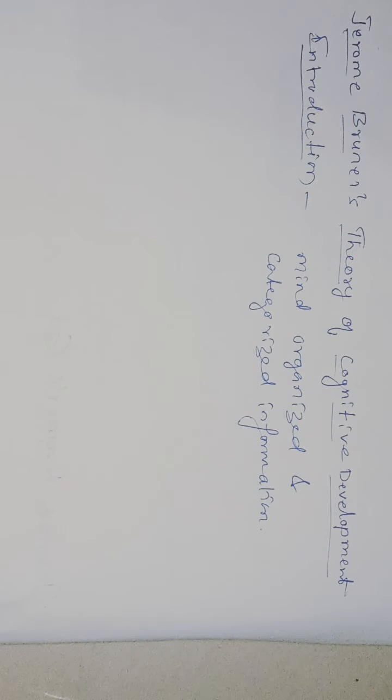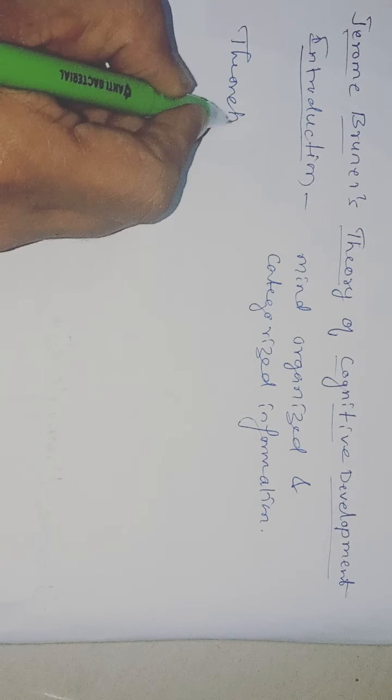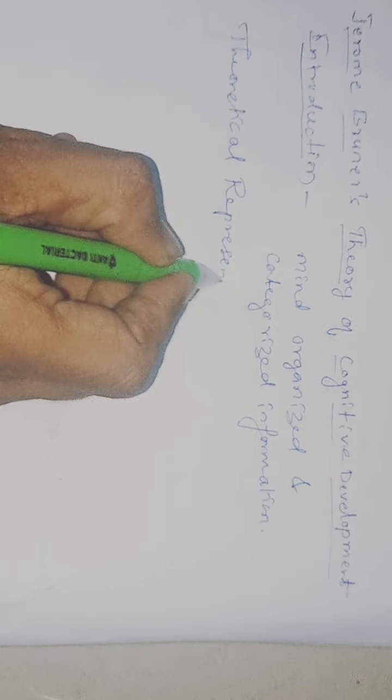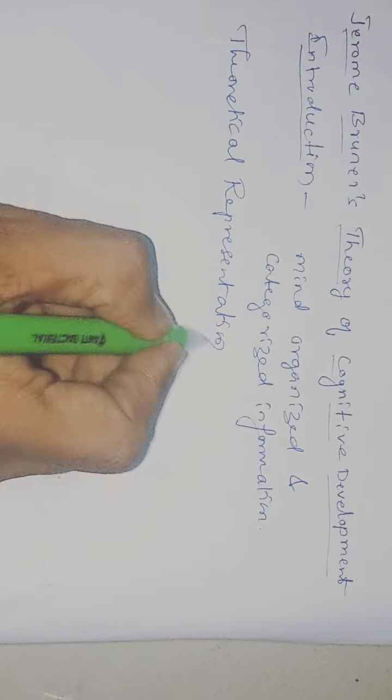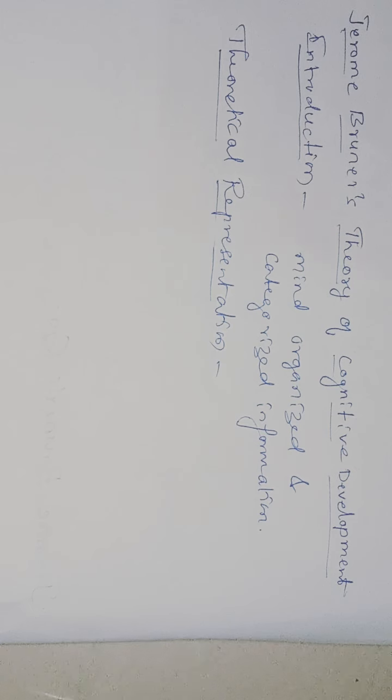He was interested to know how the mind organized and categorized the information. Then, theoretical representation. Bruner theorized that learning occurs by going through three stages of representation.